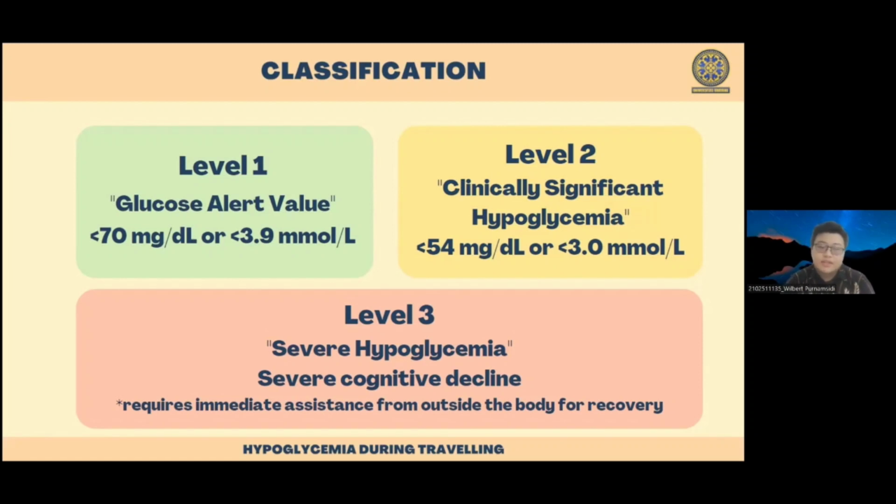And the last one is level 3, also called severe hypoglycemia. This level doesn't have any specific blood glucose number, but the main symptom is severe cognitive decline, and it requires immediate assistance from outside the body for recovery. For example, give glucose, or if the blood glucose level is below 54 milligram per deciliter, we can give glucagon to help the patient increase the blood glucose level.